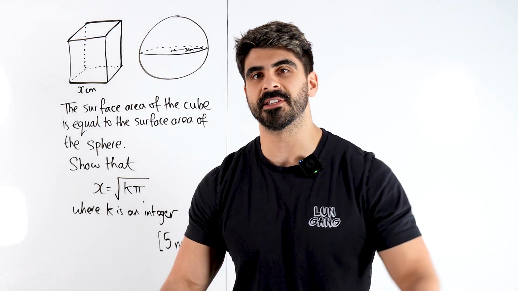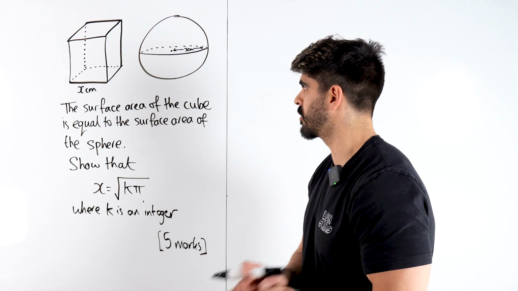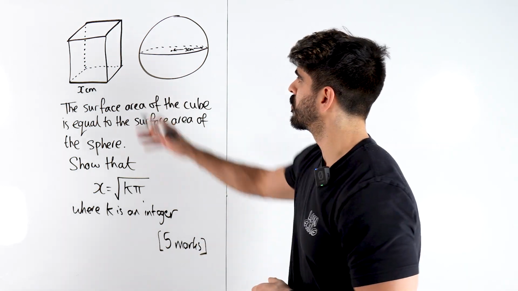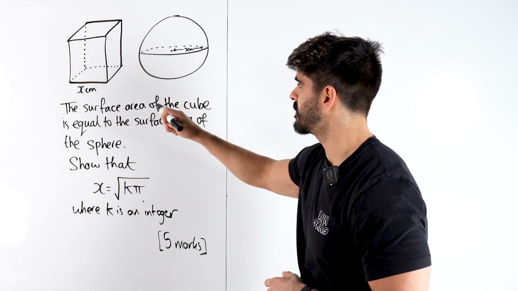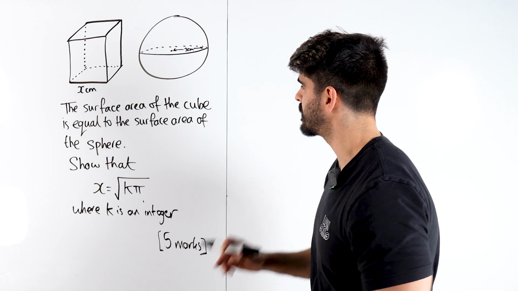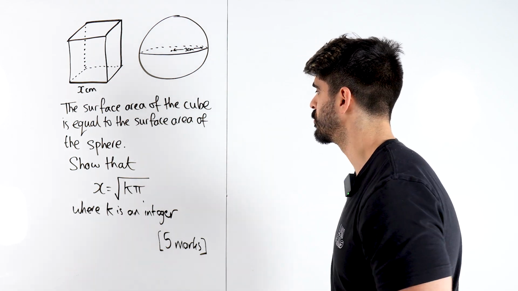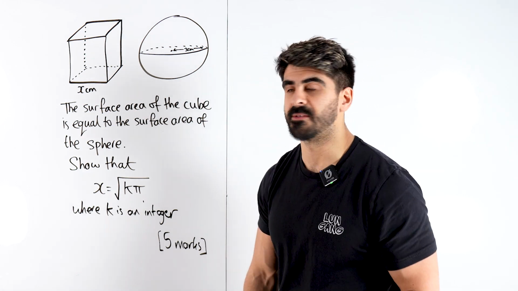You guys really seem to be loving these 3D shape questions. So let's take a look at this non-calculator question. We've got a cube and a sphere, and they've said the surface area of the cube is equal to the surface area of the sphere. Show that x equals the root of k pi, where k is an integer, for 5 cheeky marks.